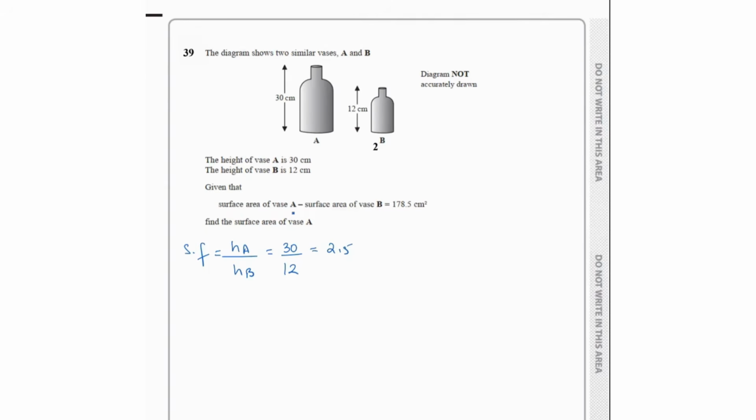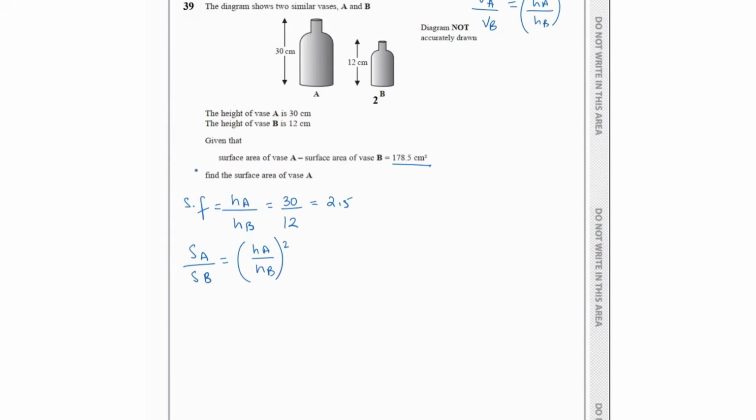Now they're saying surface area of A minus surface area of B is 178.5 centimeters squared. So surface area of A divided by surface area of B is equal to the square of height of A divided by height of B. That is the rule when you're talking about the area of similar shapes. If you're talking about the volume of similar shapes, then the volume of A divided by volume of B is equal to the cube of height of A divided by height of B. If you're just comparing lengths, then it's just the lengths. We're not squaring or cubing.